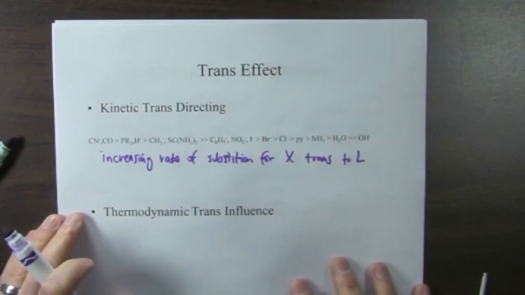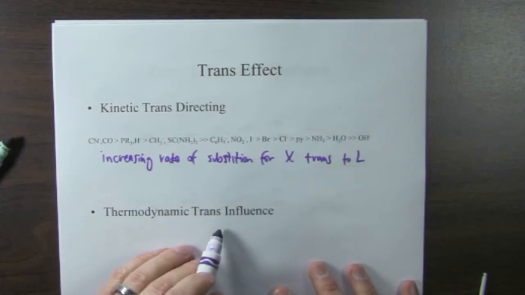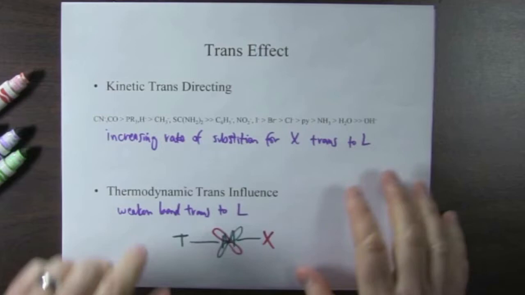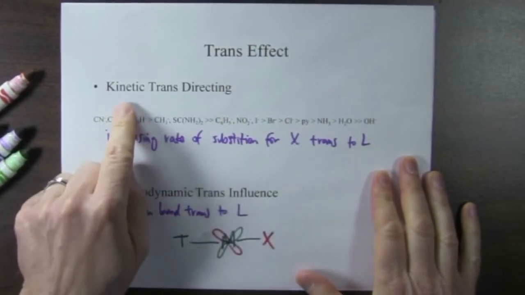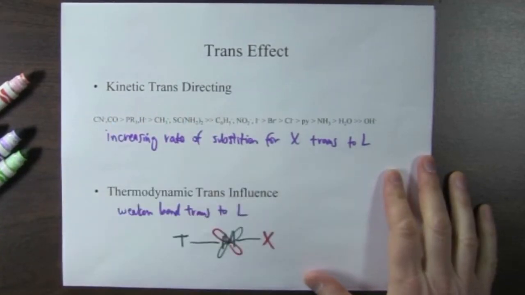Another aspect of the trans effect is a thermodynamic ability, which is called the trans influence. As we see, the spectator ligands actually are involved in the reaction, and in particular the ligand trans to the leaving group can have an effect. So we call this the trans effect. And actually there's two aspects to the trans effect. One is a kinetic aspect, which is called trans-directing.